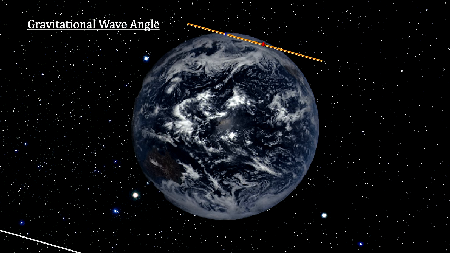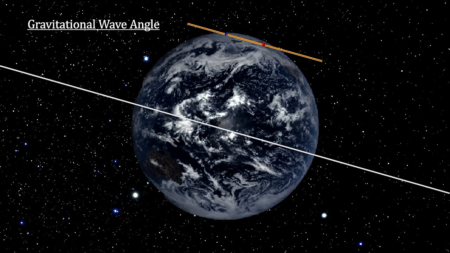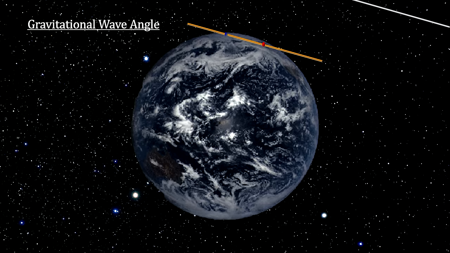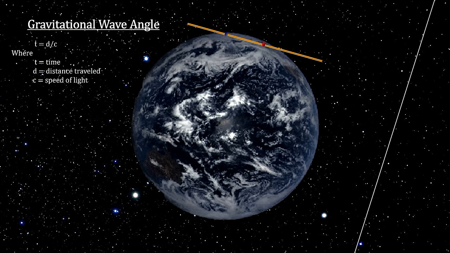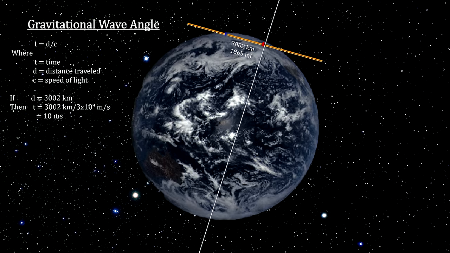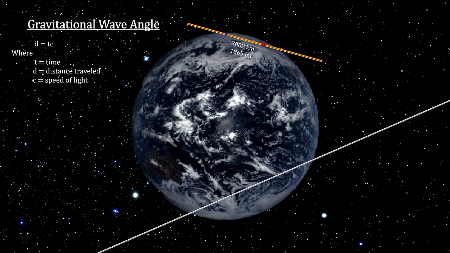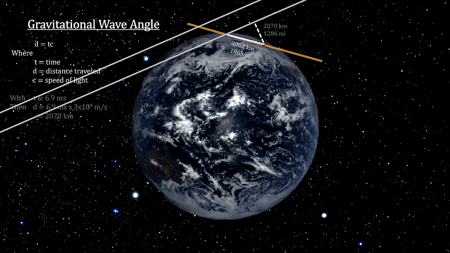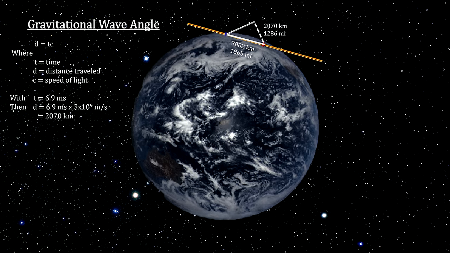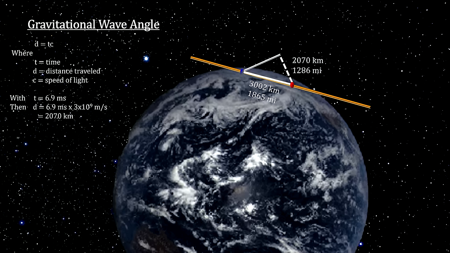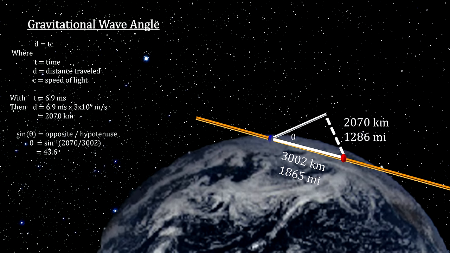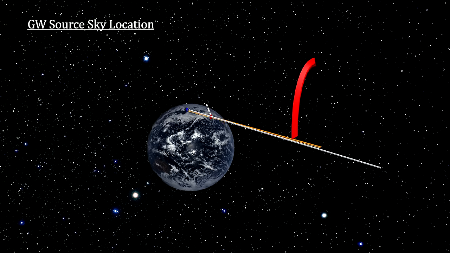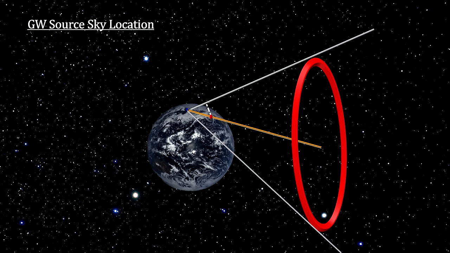For example, if the wave came in parallel to the line between the two sites, the signals would have registered at the exact same time. If the wave was perpendicular to the line, we would have seen a time delay of 10 milliseconds because the wave travels 3,002 kilometers through the Earth at the speed of light. What we detected was a wave that came in at an angle that caused a delay of 6.9 milliseconds. The dotted line represents the distance the wave had to travel, or a piece of it, to reach the Hanford interferometer. A little trigonometry gives us the angle. But with only two interferometers, this angle gives us a circle of possible directions, not the single direction that's needed.